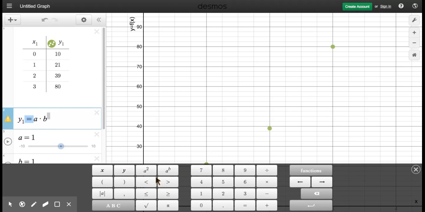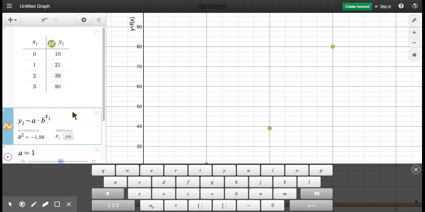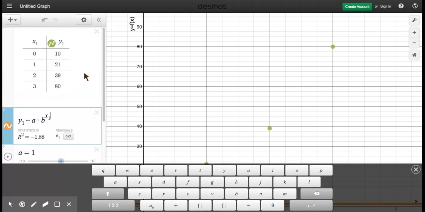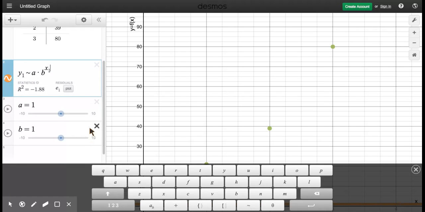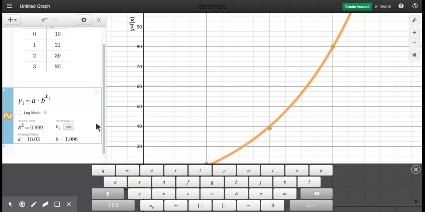So here's what I need to do, folks. I'm so glad I made that mistake. It can't be y1 equals. I need to go ABC, and then do you see this little thing here? It's called a tilde. When I want to figure out an equation of best fit, I use that. Now it can be the exponent of x1, and it works. So a times b to the x1, and oh no, I don't want sliders for those. Now that tells me what a and b are.